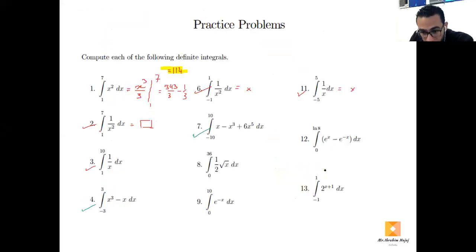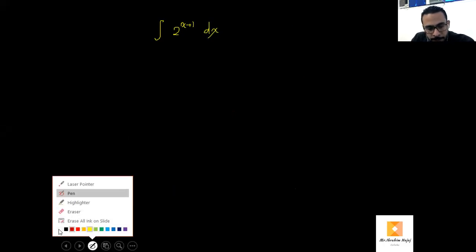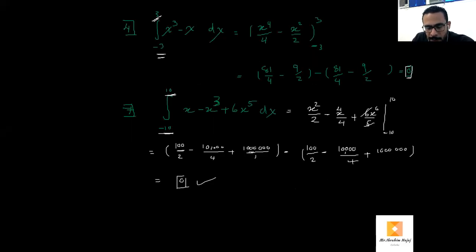Number 13, the integral from negative 1 to 1 of 2 to the power of x plus 1 dx. What kind of function do we have in this question? It's an exponential function, from negative 1 to 1.